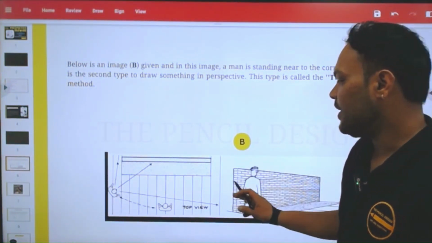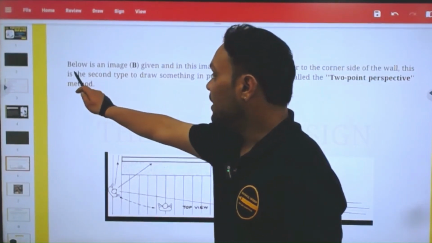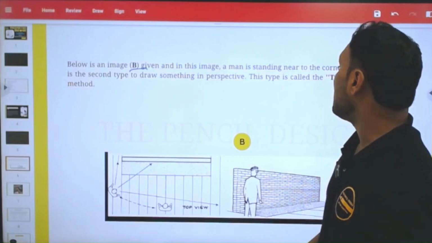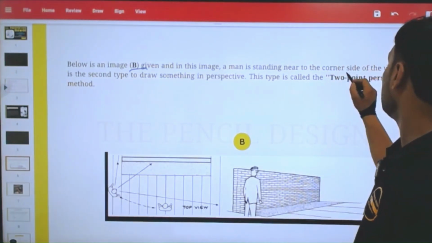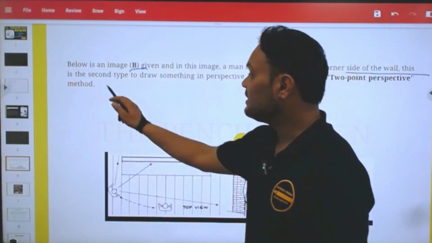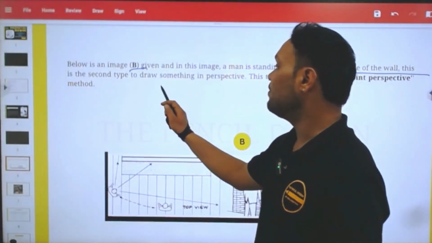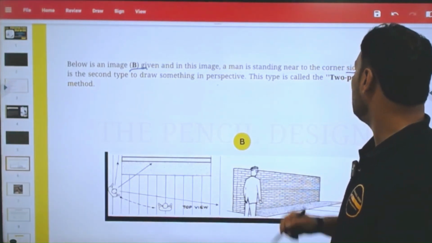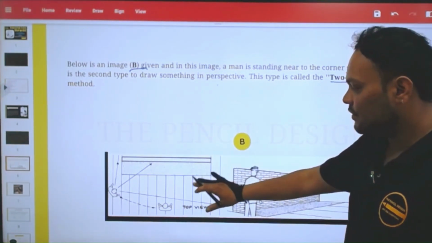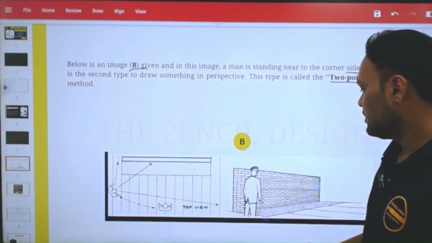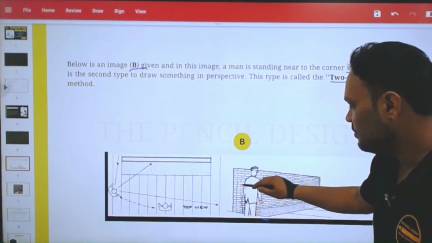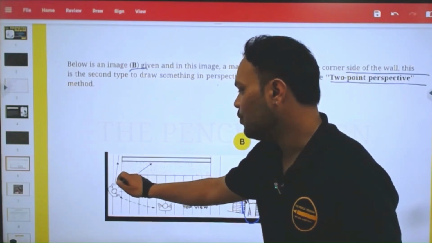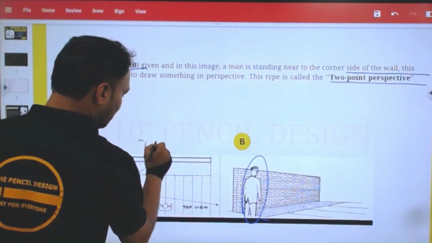So you need to see this. अभी यहाँ पे क्या है देखो. Below is an image B given, and in this image a man is standing near the corner side of a wall. This is the second type to draw something in perspective. This type is called the 2-point perspective, right? So you have to see the image here. Somebody is standing here in a corner of a wall, and this is the top view. Let me note it down. This is top view.